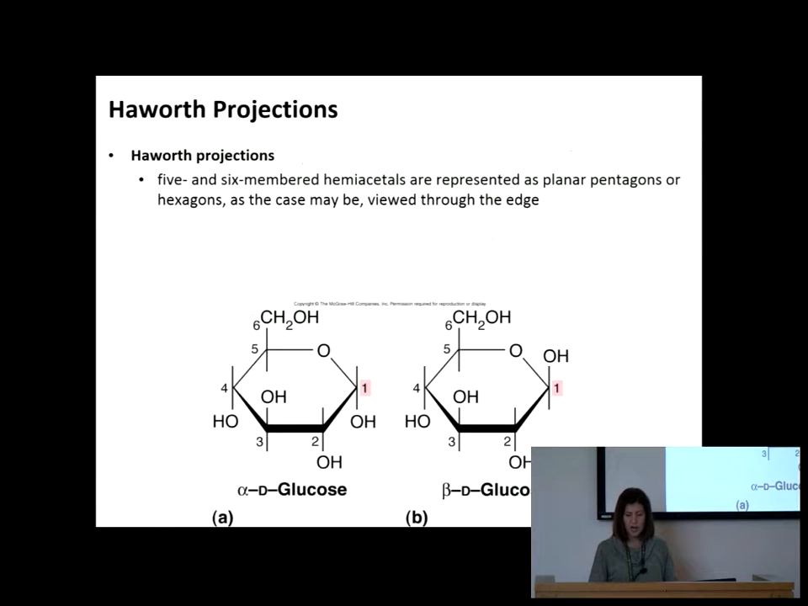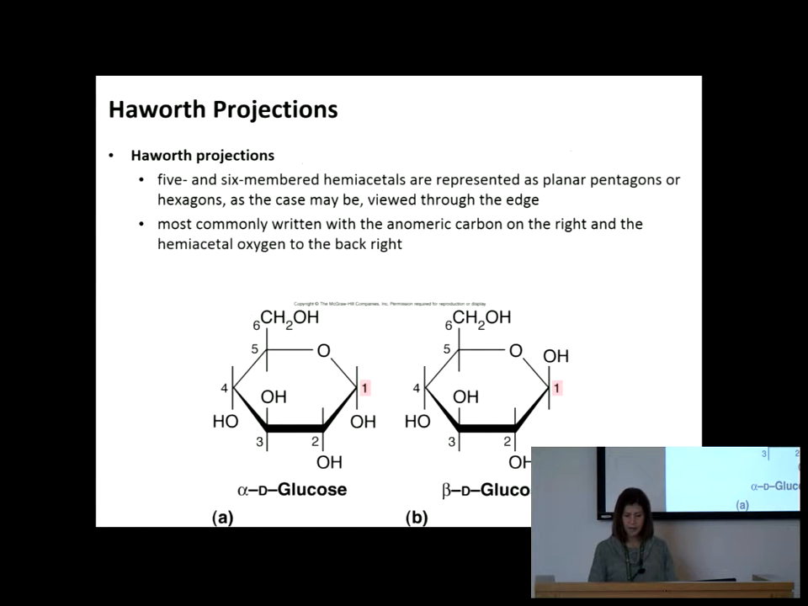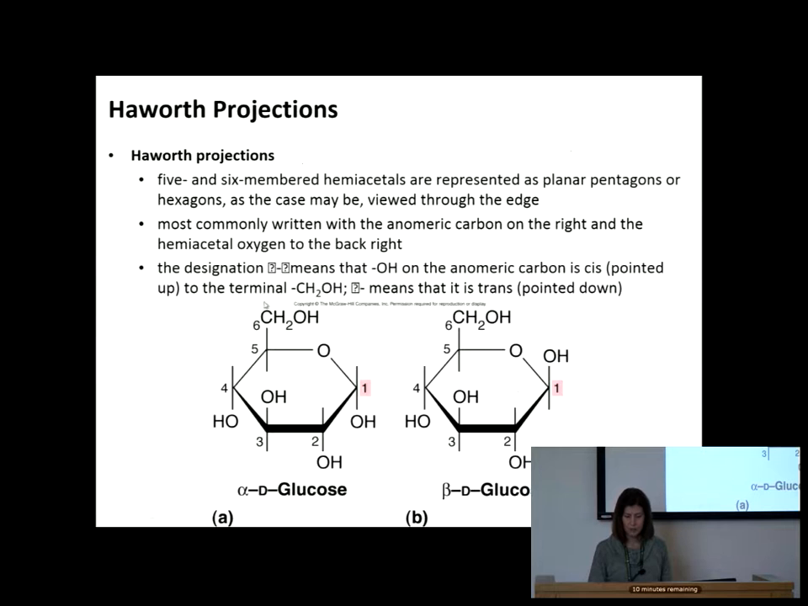So these are our 5 and 6 membered rings. Most commonly, they're written where the anomeric carbon is to the right, and carbon number 6 is up here. Oh, sorry, this is supposed to be beta. Beta means the OH is cis, pointed up, cis to carbon number 6. And alpha means that it's trans to carbon number 6. So this is beta, and this is alpha.